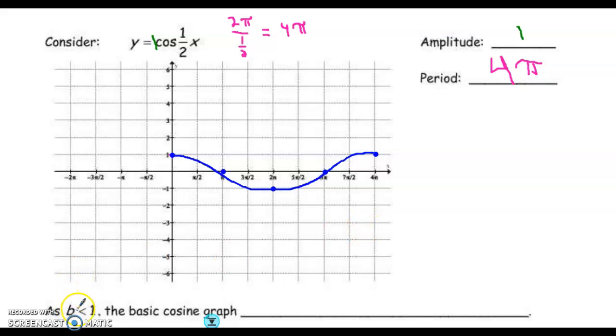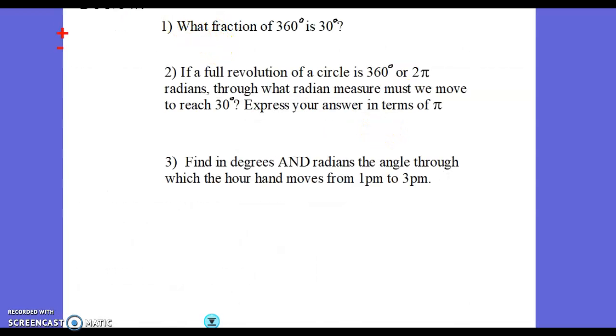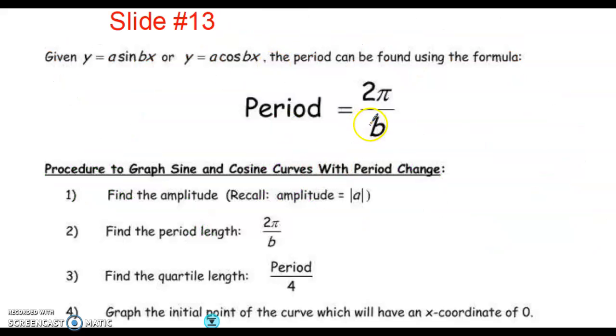So as b is between 0 and 1, our basic cosine graph is going to stretch or elongate, not compress, but the other way. All right, let's go with elongate. All right, next page. I don't want to make this video too long. And again, notice B, and I'll go back to it so you can see it. Sorry, wrong one. This B, the number in front of the X, is what goes under 2 pi.